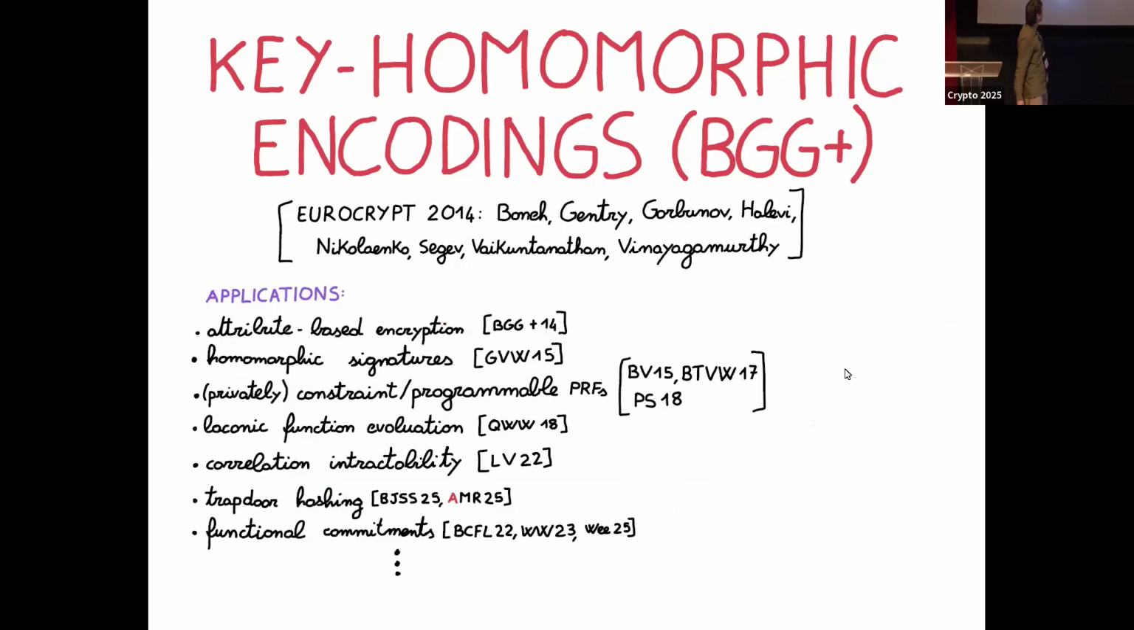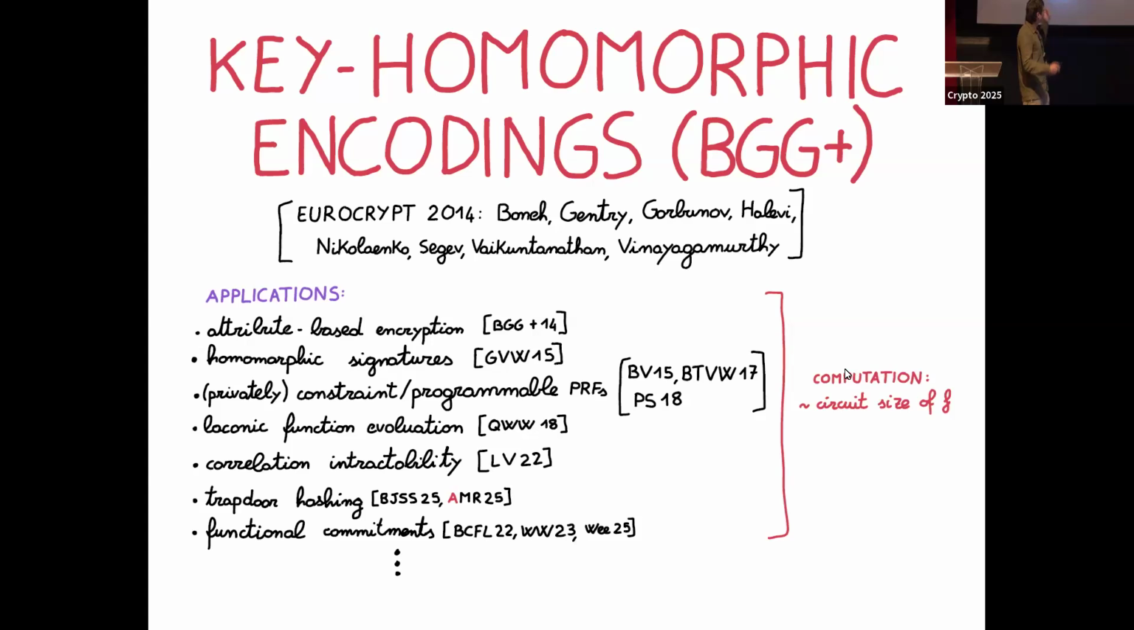And there are many of them. Here are those that I could remember, but probably there are many others. These BGG+ encodings were used for attribute-based encryption, laconic function evaluation, variants of constrained PRFs, homomorphic signatures, trapdoor hashing. In all of these primitives, typically there is a party that homomorphically evaluates some function f on some encodings, and that party needs to perform computation proportional to the circuit size of the function.